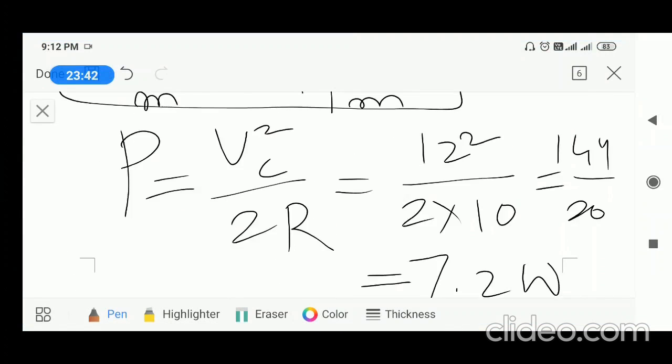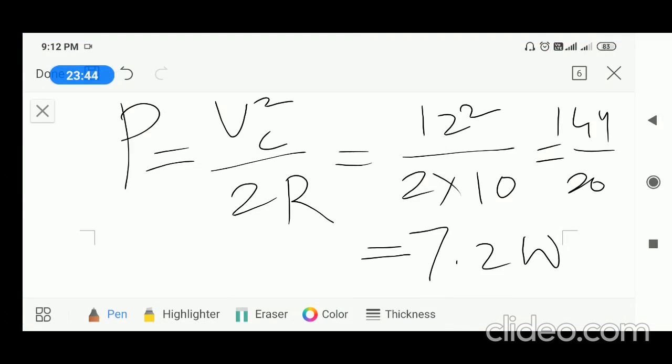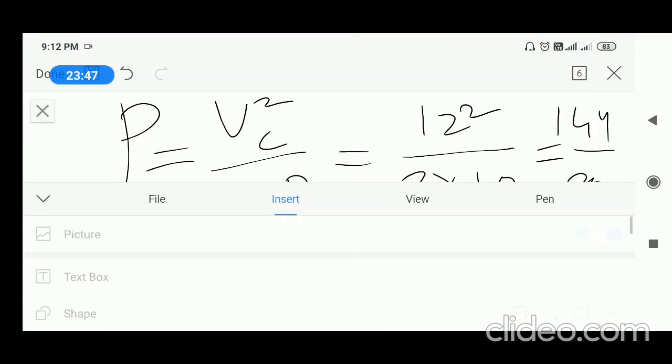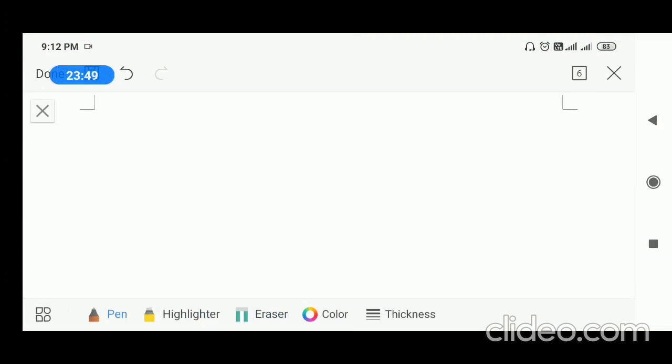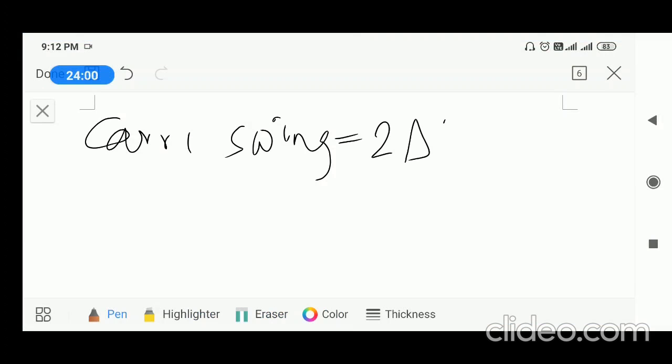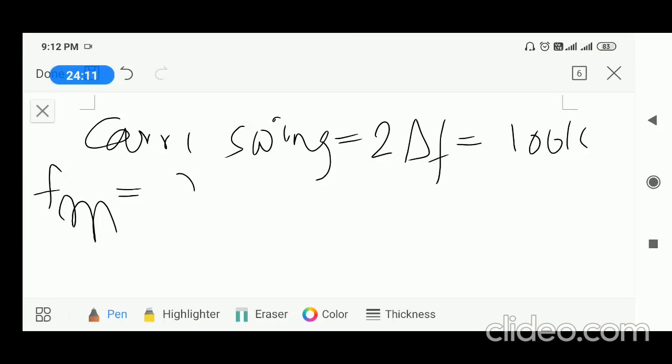I'll take an empty page and we will solve the problem. Take a blank page. The carrier swing in the problem is given. The formula for carrier swing is 2 delta f, which is equal to 100 kHz, and the modulating signal frequency Fm is equal to 8 kHz.